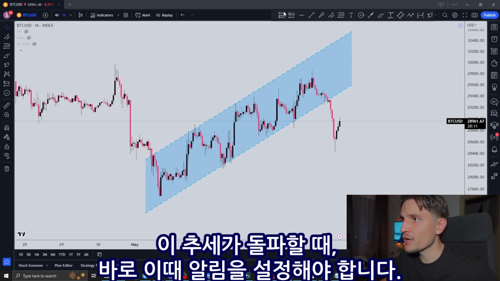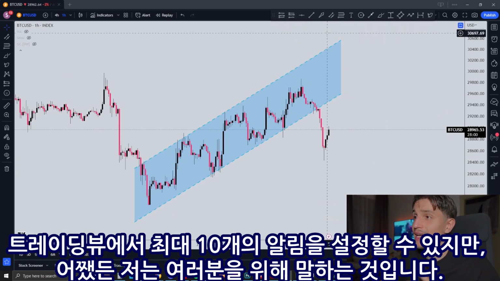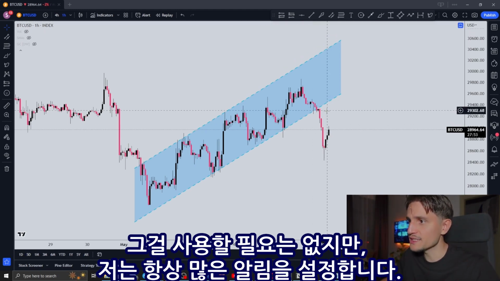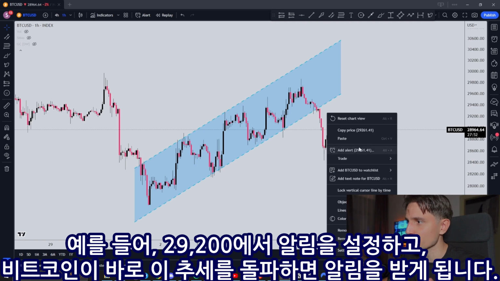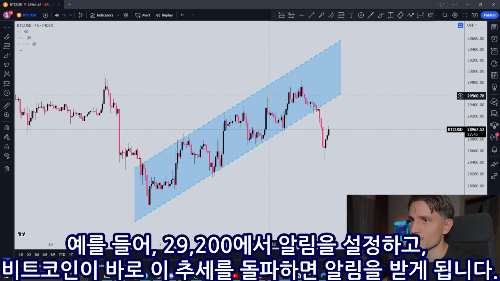When this trend is breaking, guys, right, this is where you want to set your alerts, and then you can set up to 10 alerts on TradingView. But anyway, I'm just telling it for you guys. You don't have to use it, but I'm always setting alerts. So for example, you are setting an alert right here on $29,200, and then you are getting an alert as soon as Bitcoin is breaking this trend right here, right?